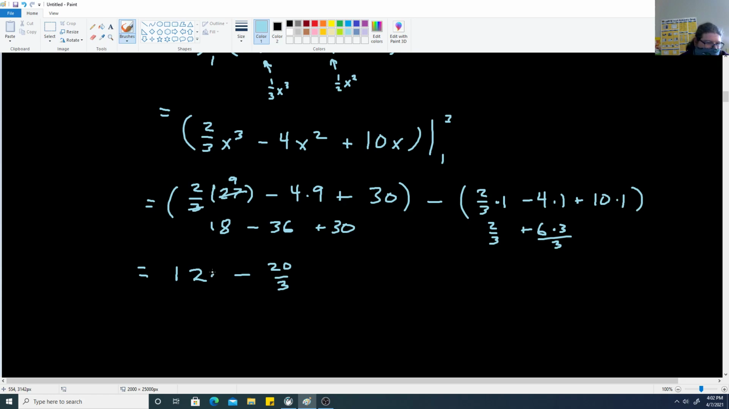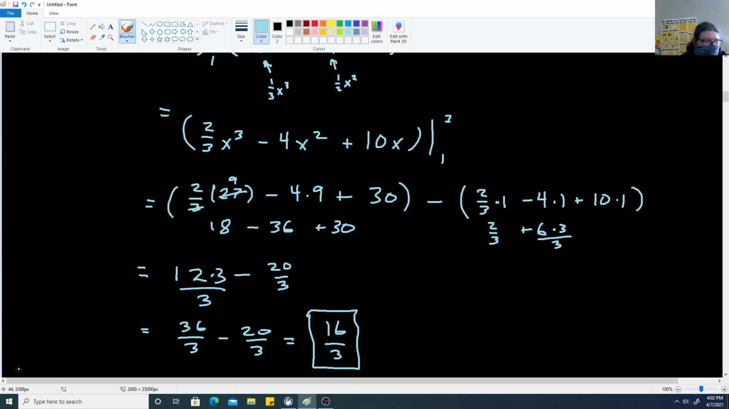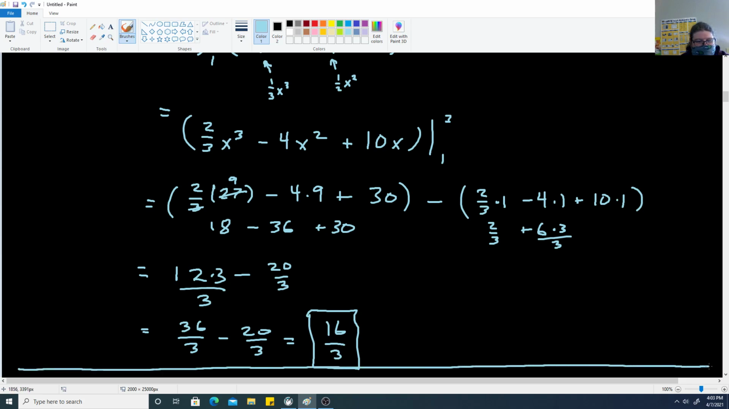So I need to get the 12 in terms of thirds, so we can subtract these together. This is going to be 36 thirds minus 20 thirds. 36 take away 20 is 16 thirds. And this will be the area between those two functions.